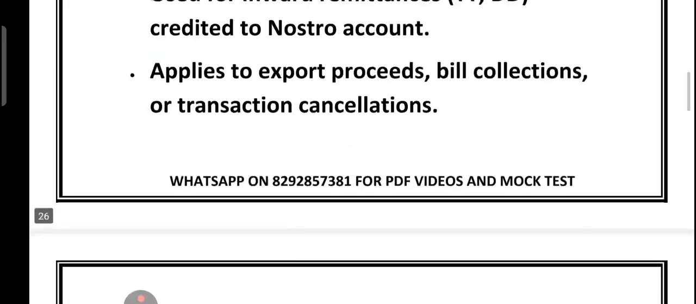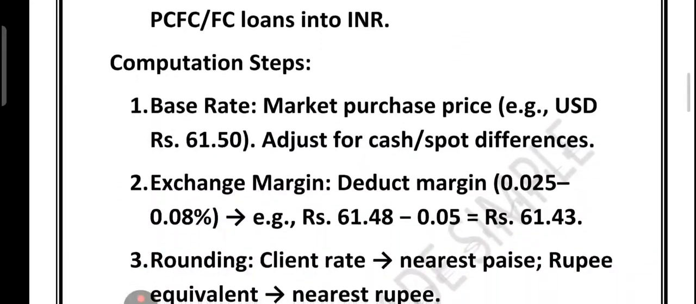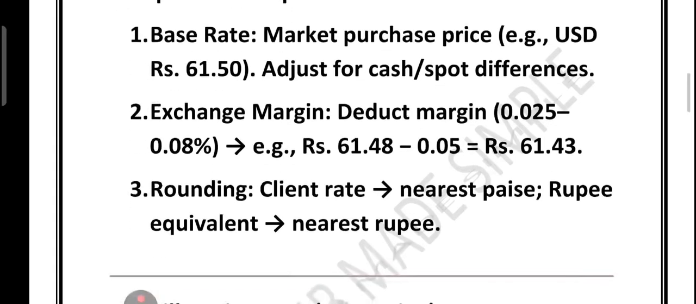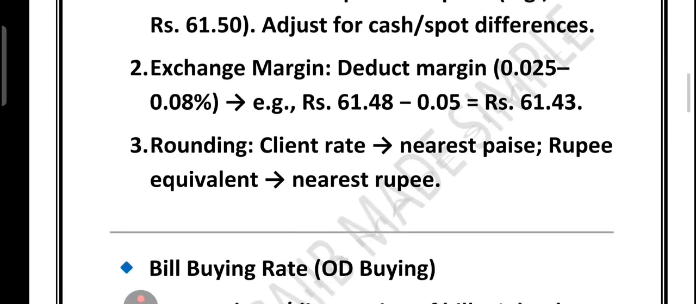Now the question is how to compute this TT buying rate. Very simple. First of all, we take the base rate, which is the market purchase price of the currency. We adjust for any exchange margin. What is exchange margin? It is a very tiny percentage deducted by the bank, and we round the final rate to the nearest paisa for the client. In short, we can say TT buying rate is the bank rate for crediting foreign currency to your account. So this is the simpler way to understand.